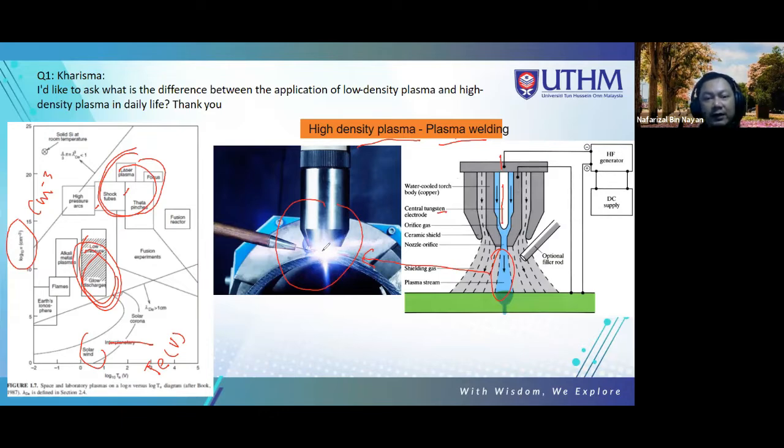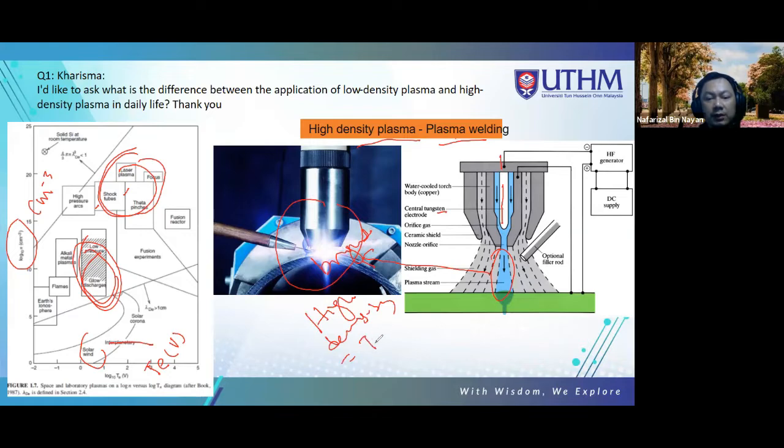So you can see it is very bright here. You cannot see this with your naked eye, and sometimes it will hurt your eyes. So that will be a very high density plasma. High density equals a high temperature as well.